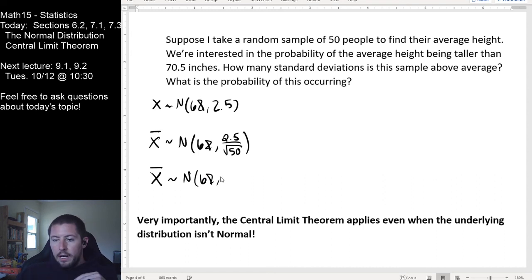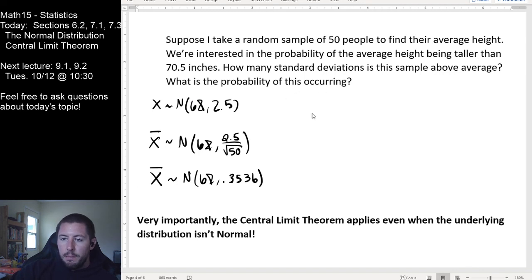And so this is going to tell me that x bar is normally distributed as 68. I'm going to go to my calculator again. I'm going to do 2.5 divided by the square root of 50. Holy cow, 0.3536. That is tiny. So that's a very small standard deviation now. We started with a standard deviation of 2.5, but when we take groups of 50 people at a time, it's much harder for 50 people to deviate as a group.